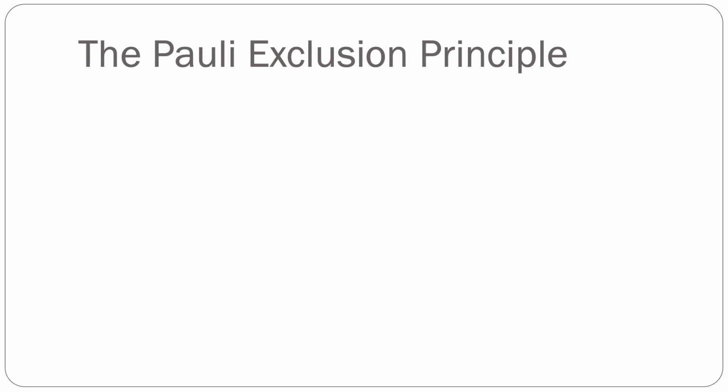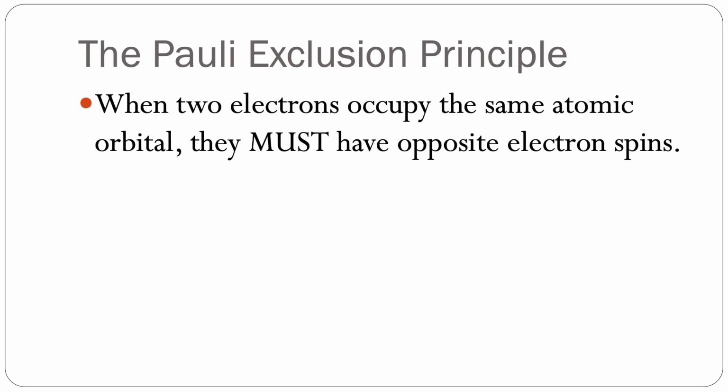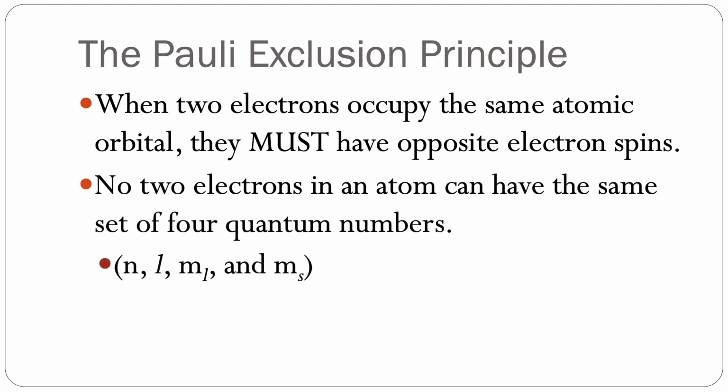The Pauli exclusion principle can be stated in various ways depending on which level of chemistry you are studying. For general chemistry and second-year organic chemistry students, these are two definitions that I have found to be reasonable. First, when two electrons occupy the same atomic orbital, they must have opposite electron spins. And second, no two electrons in an atom can have the same set of four quantum numbers.